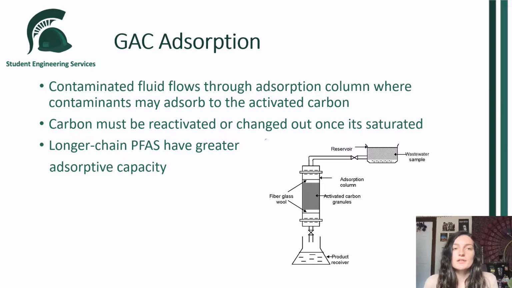GAC stands for granular activated carbon, and GAC adsorption works by sending the contaminated fluid into a GAC column containing a bed of the activated carbon. When the wastewater flows through the column, the contaminants can come in contact with this activated carbon and adsorb to the surface, thereby removing them from the wastewater stream. Once the carbon becomes saturated, it must be changed out or reactivated because it will no longer be effective in removing the contaminants from the wastewater. And longer chain PFAS have greater adsorptive capacity, meaning it is much easier to remove them than shorter chain PFAS compounds. And the diagram on the slide shows a simplified version of this process.